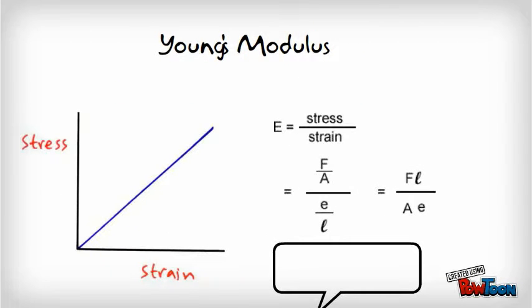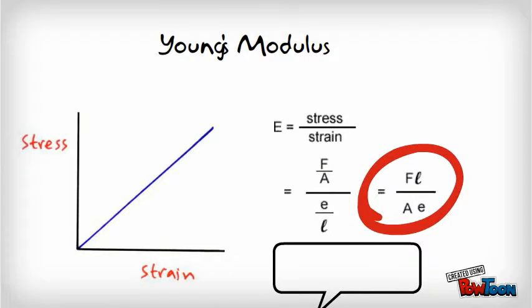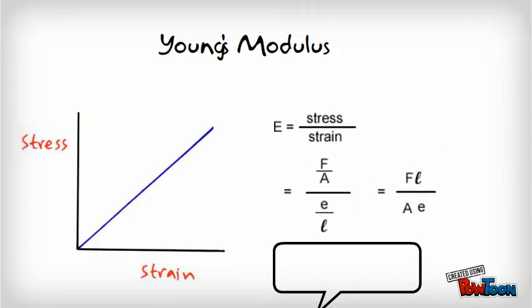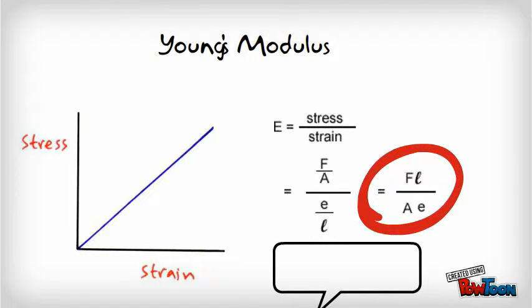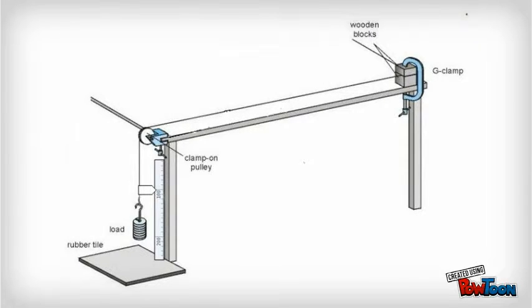Moving on now to Young's modulus. Young's modulus is denoted by the letter capital E, and that is stress divided by strain. We already know the equations for stress and strain, so if we combine these, we can see that Young's modulus is equal to the force multiplied by the length of the material that it is originally, divided by the cross-sectional area of the material multiplied by the extension. And in this diagram we can see the equipment that you would use to conduct a Young's modulus experiment.